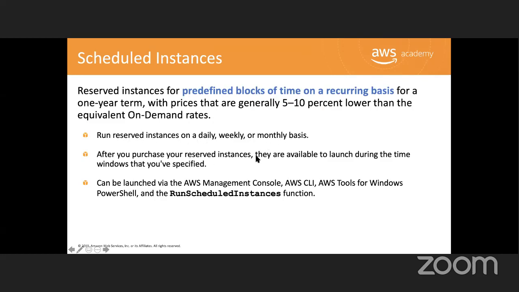After you purchase your reserved instances, they are available to launch during the time windows that you specify, right? And can be launched via the AWS Management Console, CLI, Tools for Windows PowerShell, and the RunScheduledInstances function. Okay, this is something more for developers, right? But this is the function that runs when you schedule an instance, behind the scene. So a scheduled instance is a reserved instance, but that is scheduled, right? It's like a type of reserved instance, like convertible. Convertible is another type. Scheduled is another type, right?